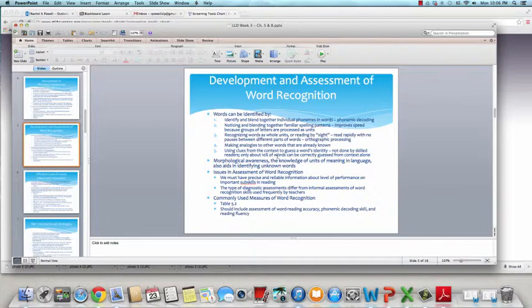So what are some of the issues in assessment of word recognition skills? We must have precise and reliable information about the level of performance on important subskills in reading. However, the type of diagnostic assessments that we have listed in Table 5.2 typically differ from informal assessments of word recognition skills used frequently by teachers. So those are the 2 issues that we have regarding assessment of word recognition.